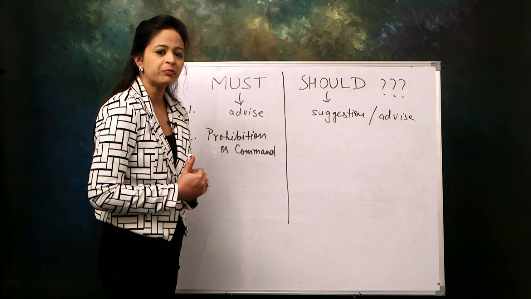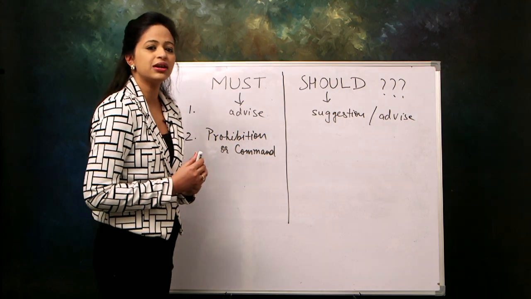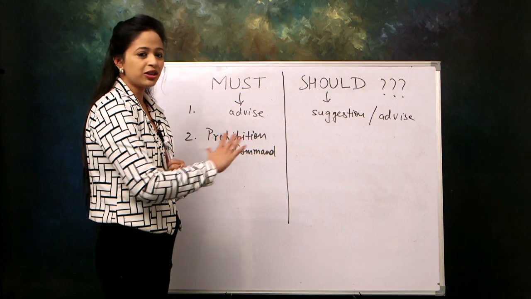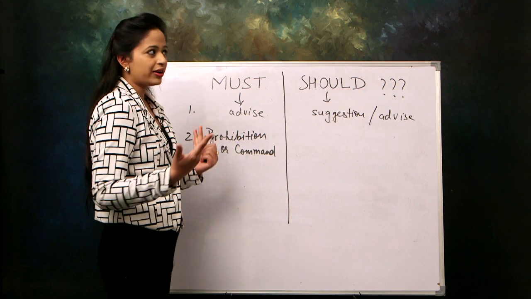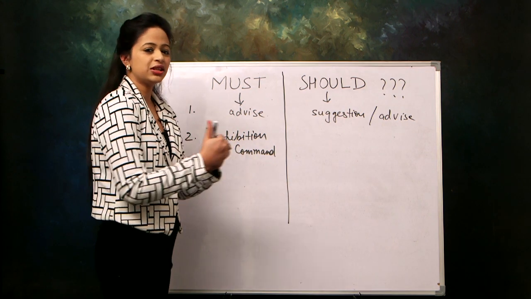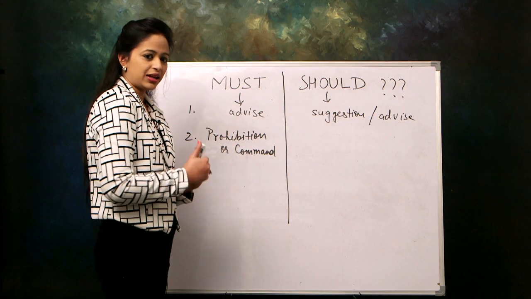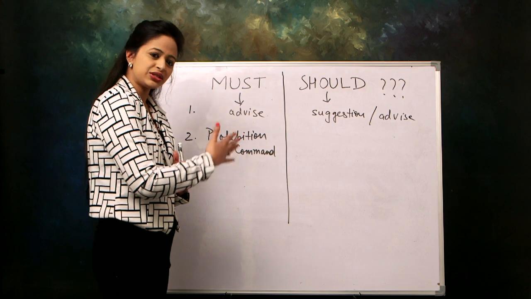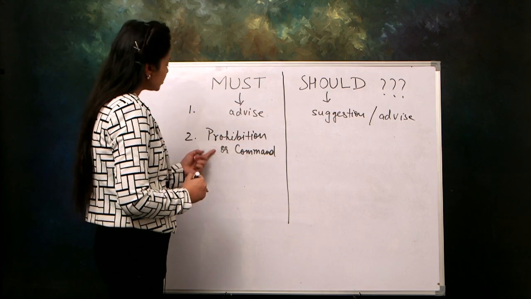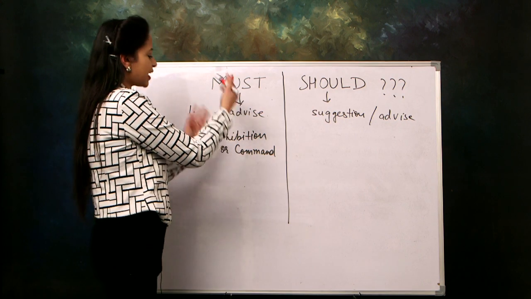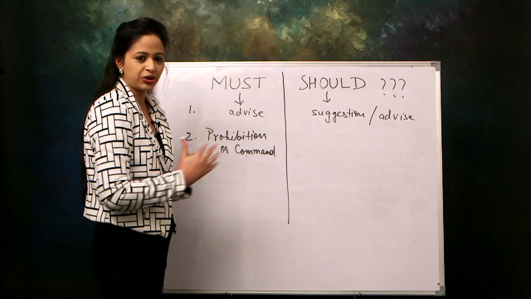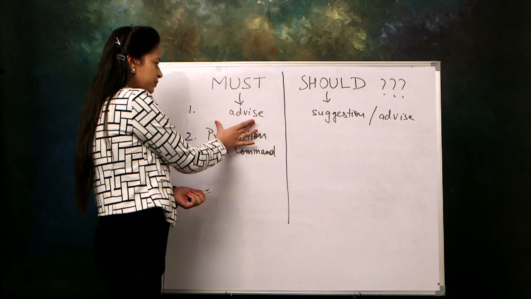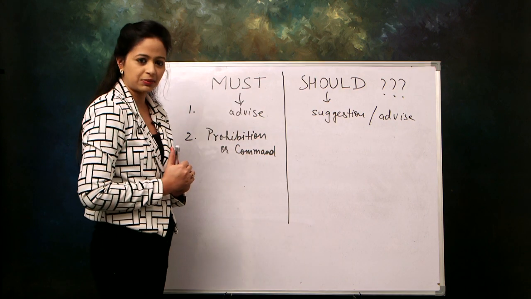For example, we say you must not take mobile phones in the classroom. Must not take mobile phones in the classroom. That means this is something which you are not supposed to do. Or I say, you must not get into somebody else's affair. That means it is something which is not permitted, which is not allowed. So in this case, you have to follow this. So in case of prohibition or command, must acts like a compulsion, but not otherwise. Otherwise, it is just an advice or a suggestion, but I am putting more emphasis on my statement.